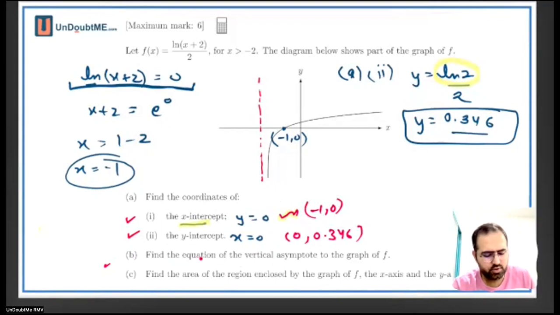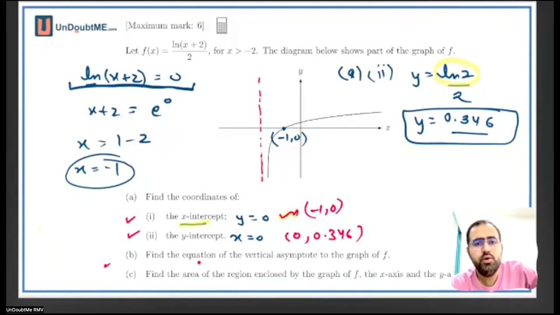Equation of the vertical asymptote to the graph. How do we find the vertical asymptote? Vertical asymptote is basically that x value which is not possible. There is x equal to something at which this log is not defined. So which x value is that? Is it -2? It will be -2.